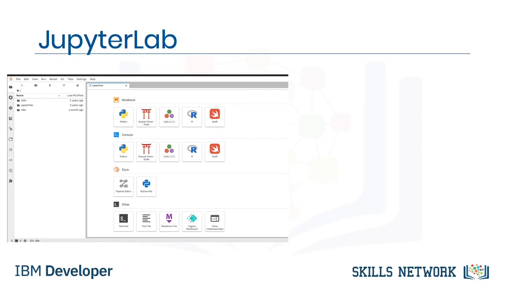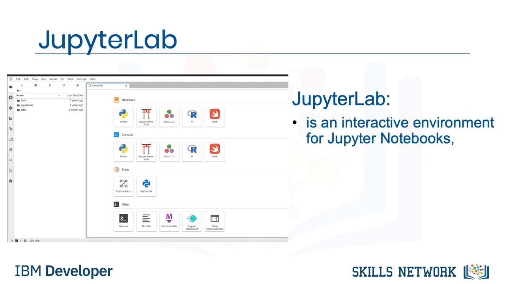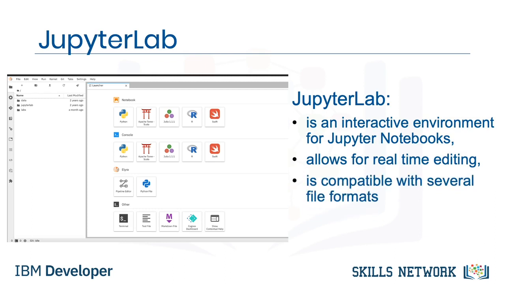JupyterLab is a browser-based application that allows you to access multiple Jupyter Notebook files as well as other code and data files. JupyterLab extends the functionalities of Jupyter Notebooks by enabling you to work with multiple notebooks, text editors, terminals, and custom components in a flexible, integrated, and extensible manner. JupyterLab allows for interactive control of the notebook cells and output, and real-time editing of markdown, CSV, etc. It is compatible with several file formats like CSV, JSON, PDF, Vega, and more. And it is open source.